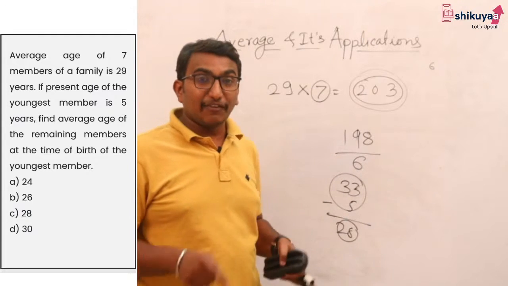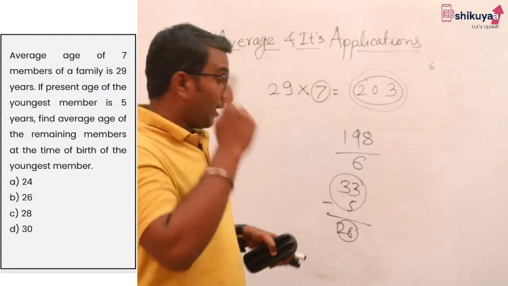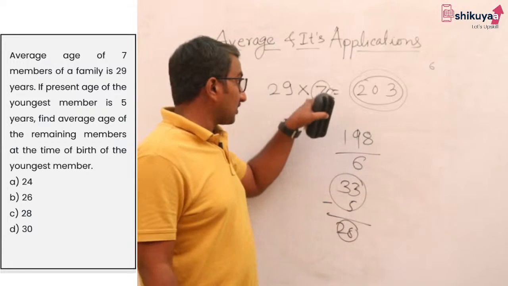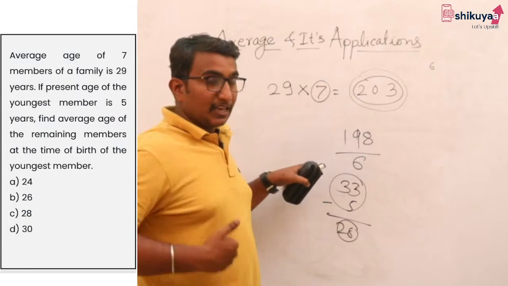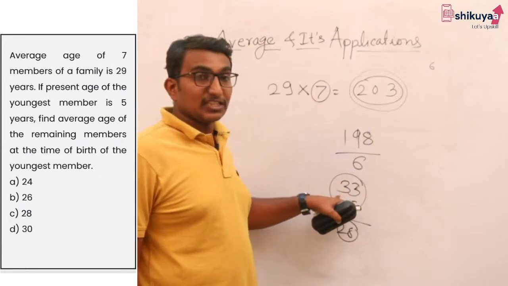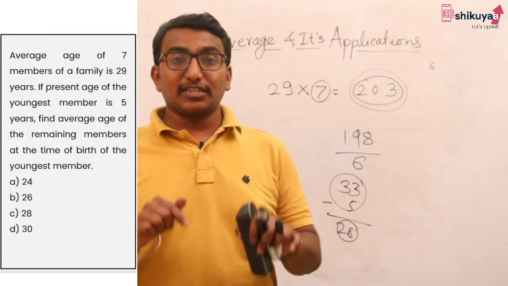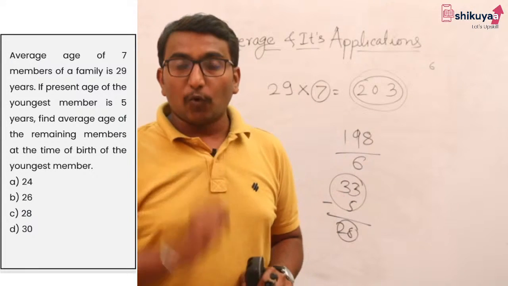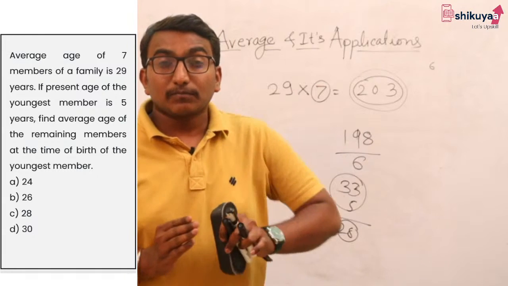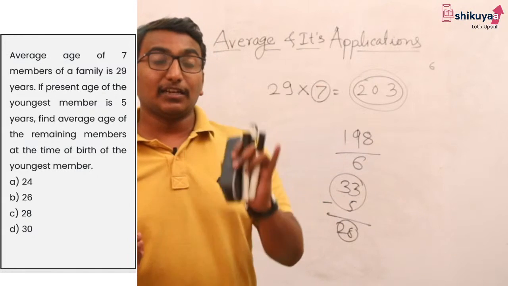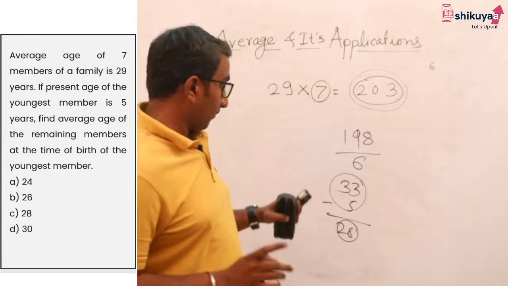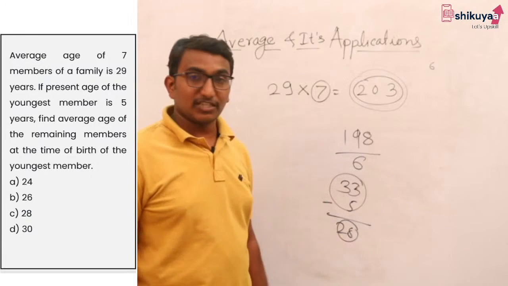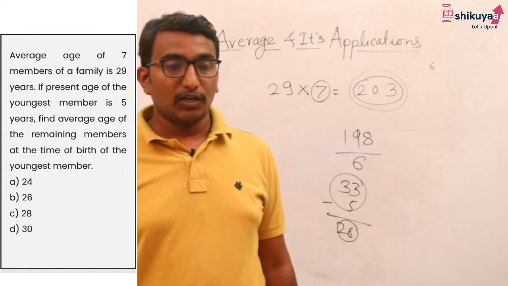So what is the current average of the 6 members? That is 198 divided by 6, because from 7, 1 has been subtracted. The answer is 33. 33 is the average age right now of that particular family. What we have been asked is the average age of the family at the time of birth of the youngest member, so it will be 33 minus 5. Your answer is 28. I hope you all have understood.